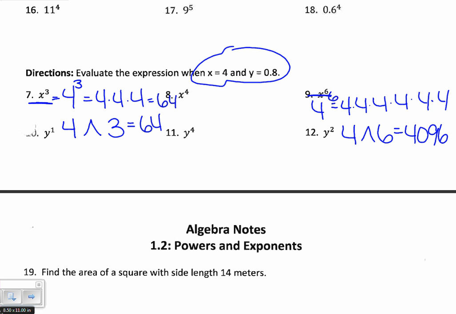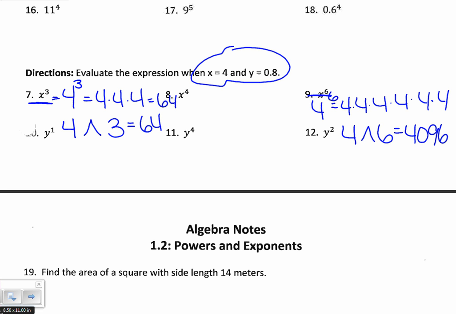So I don't mind that you use a calculator here. I don't expect you to know 4 to the 6th power off the top of your head. But do keep in mind that on the ECA, they probably are going to give you some smaller ones that they expect you to know, like your squares and maybe even some cubes. Let's try number 10 here.